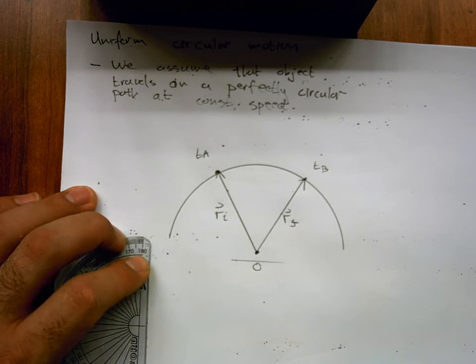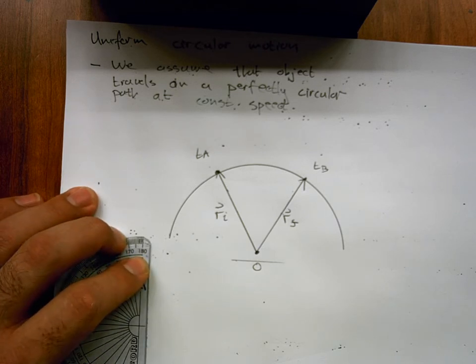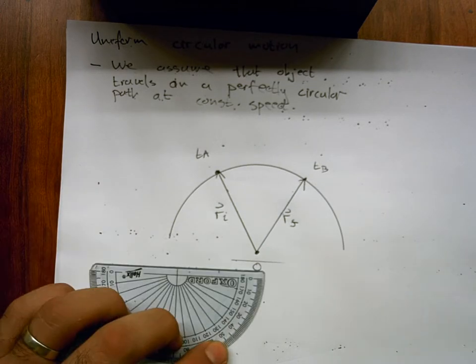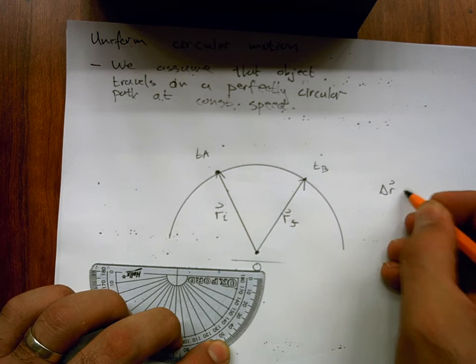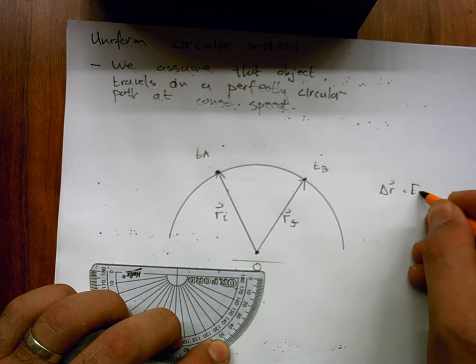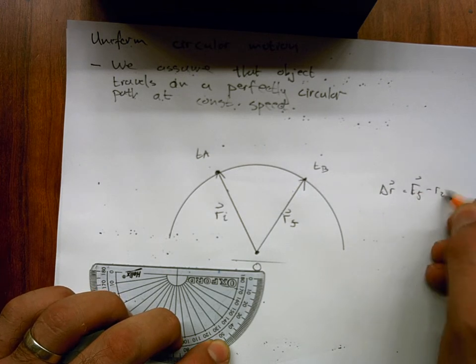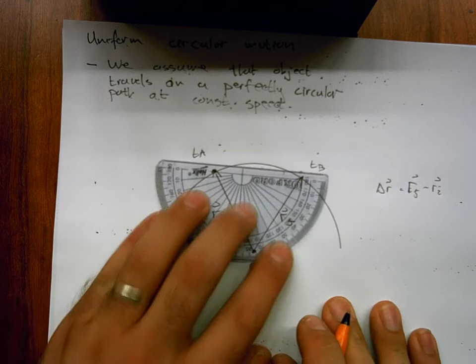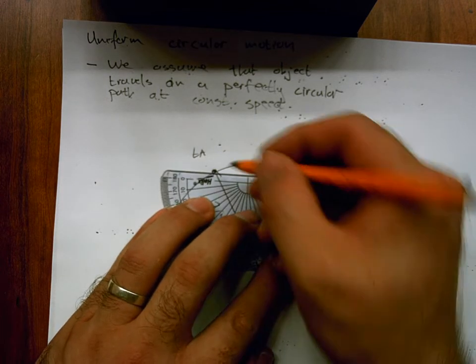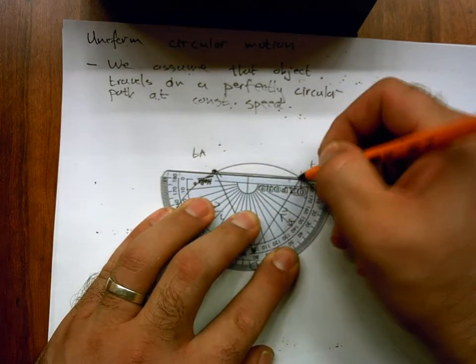Now, what will its displacement be between these two times? One subtracted from the other. So remember, our change in position is always final position minus initial position. So that means our change in position is that.